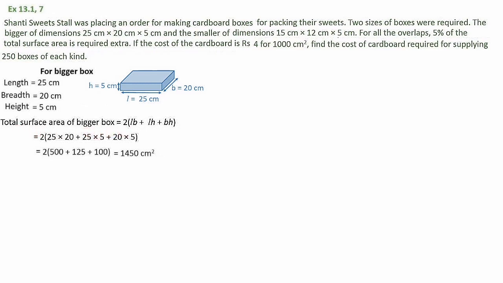Again, here we need 5% of the total surface area extra for packing purposes. It means for the overlaps we need 5% of the total surface area. So for overlapping purposes we need 5%, meaning we have to calculate 5% of this 1450. So extra area required is 5% of the area of the box. 5% means the percentage symbol is there, so it is divided by 100. That is equal to 5 divided by 100 into 1450. That is the total surface area.